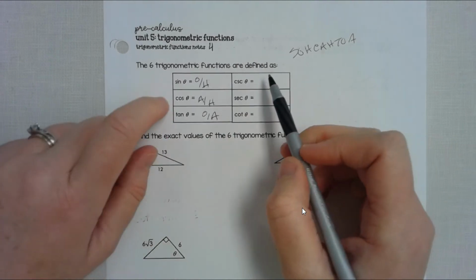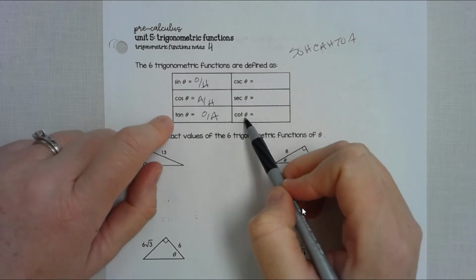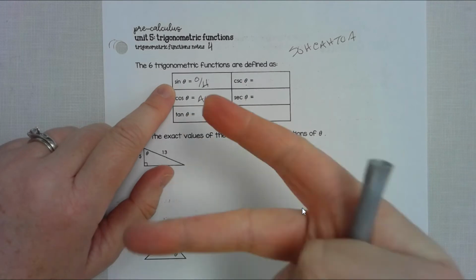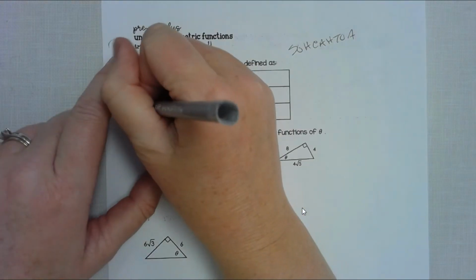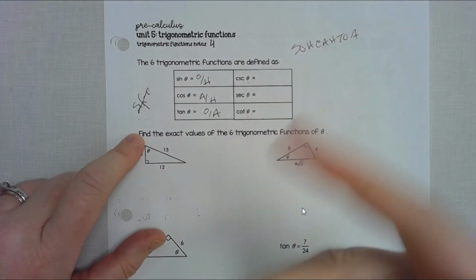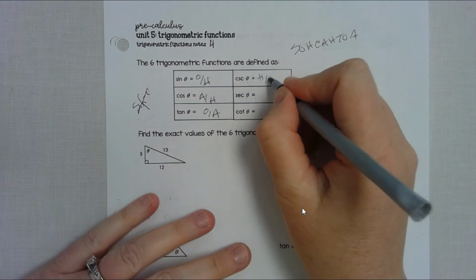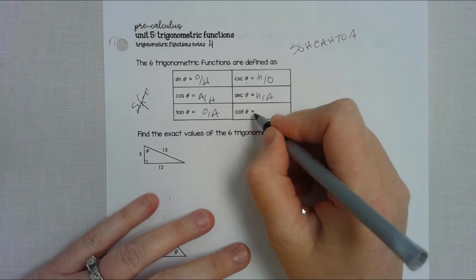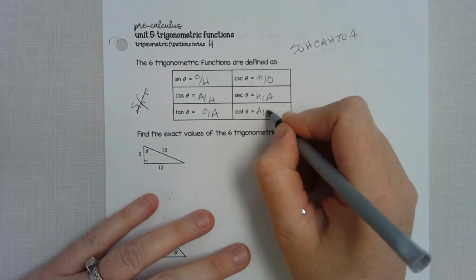And last year you should have also learned about your cosecant, secant, and cotangent. They are the reciprocals. That means flipped. Doesn't mean like this button in your calculator. Don't use that. Does not mean cosecant. It's the reciprocal, meaning flip it. So this becomes H over O, H over A, and A over O.